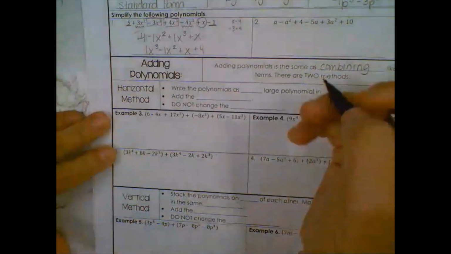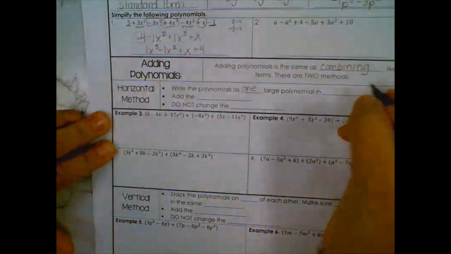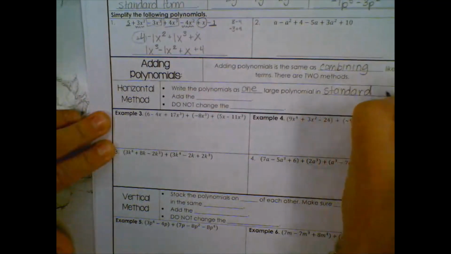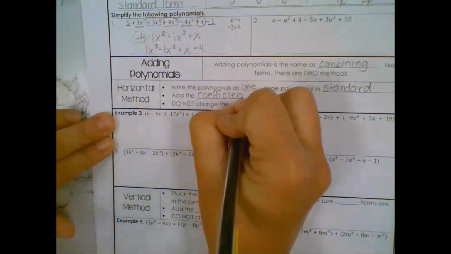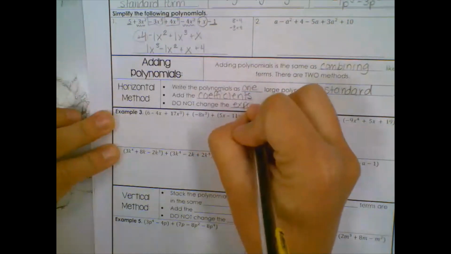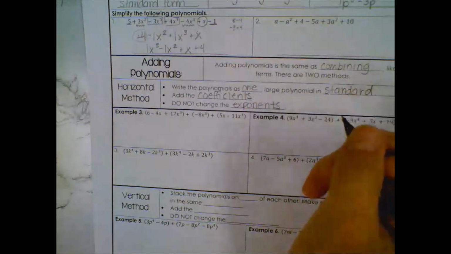So all we're going to do first is write the polynomial as one large polynomial in standard form. And this is going to make our life a little bit easier, putting it in standard form. Then we're going to add the coefficients of like terms. And just make sure, just like above, when we are adding coefficients, we do not change the exponents. Remember, the exponents will never change when we combine them. The only thing that's changing is the front number.